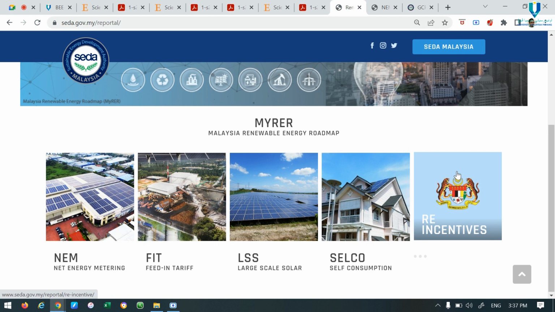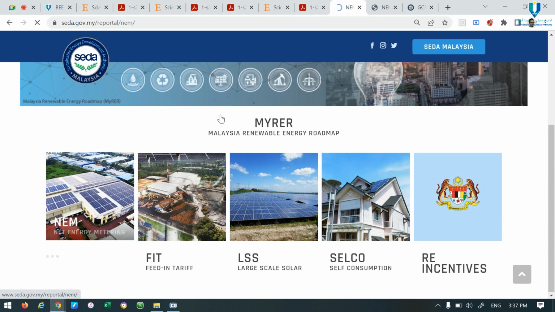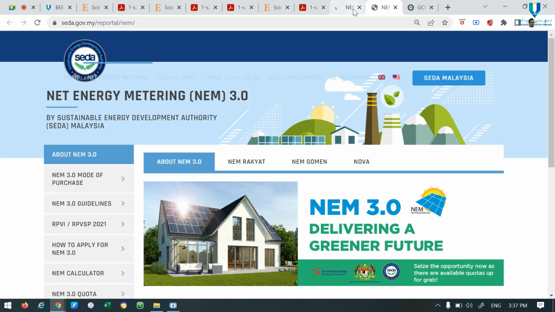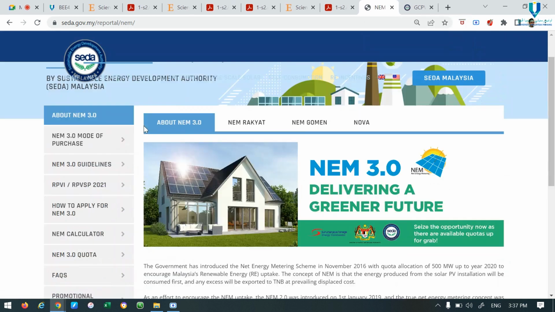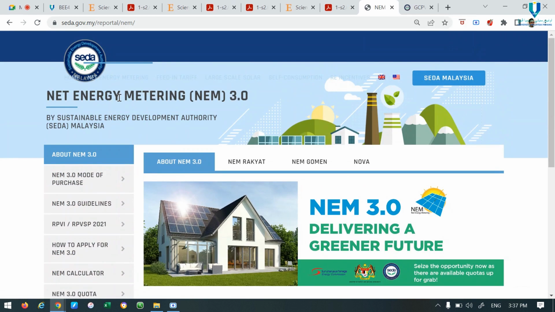Okay, and then they have the RE incentive. I think there's a plan of the Malaysian target, they promote it. So when you click on the NEM metering, it comes like this. The recent net energy metering plan is 3.0. So net energy metering 3.0.